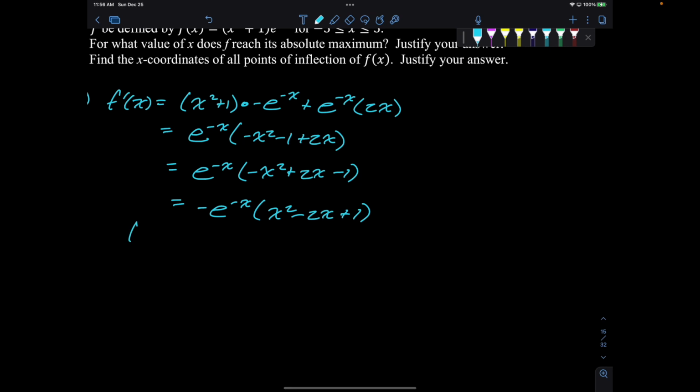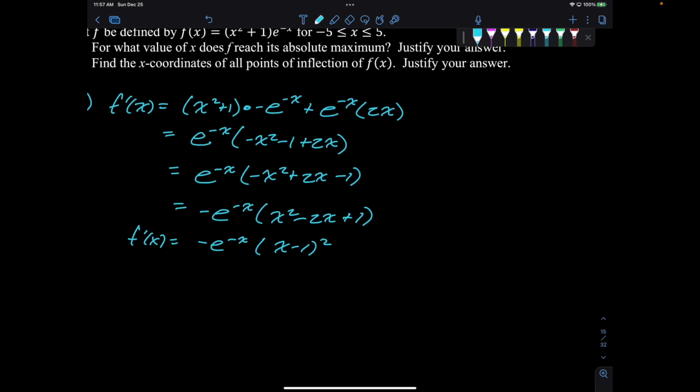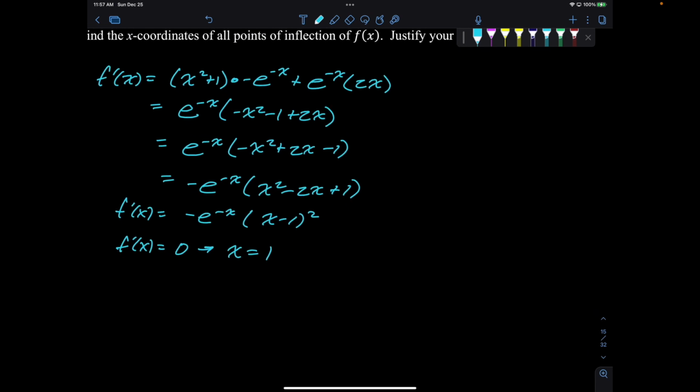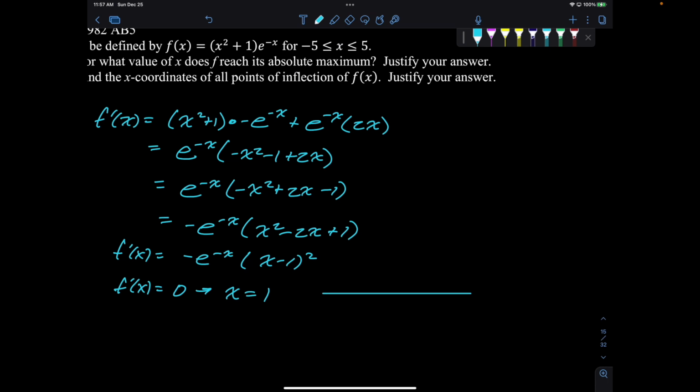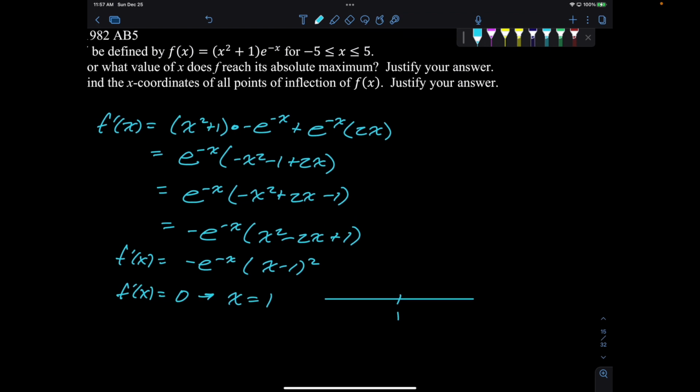And let's factor that. So f prime of x is negative e to the negative x, quantity x minus 1 squared. Okay, so what do we want to do? It's absolute maximum. So I'm getting that the only critical point is 1. So f prime of x equals 0, x is 1. There's not going to be a sign change there. So are we getting that the maximum is going to be an endpoint? Doesn't really make sense to me.